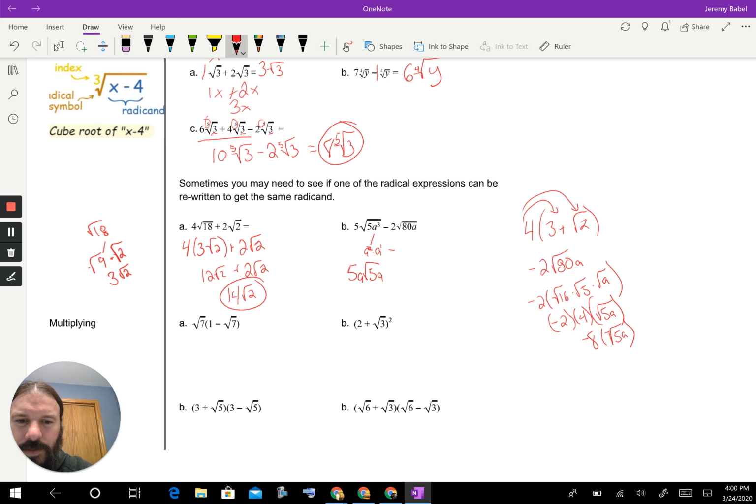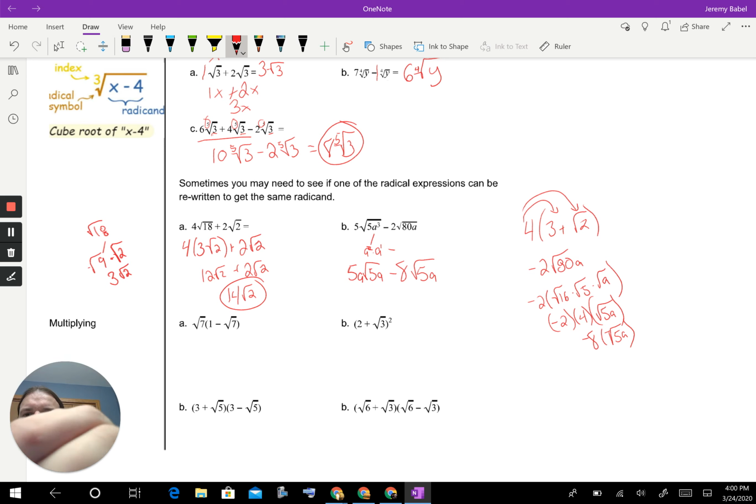So minus 8 square root of 5a. Now, do we have the same radicand and the same index? We do. And indexes are both 2. Radicand is 5a. It's a little bit tricky, though, in terms of combining these. It would kind of be like this.